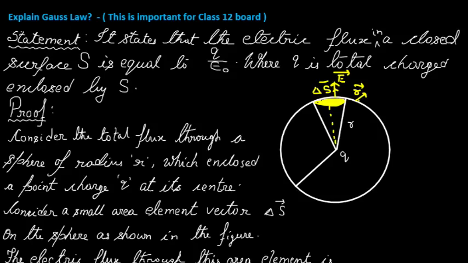Statement: it states that the electric flux through a closed surface S is equal to Q upon epsilon naught, where Q is the total charge enclosed by surface S. Proof: consider the total flux through a sphere of radius r which encloses a point charge q at its center. Consider a small area element, shown in the figure as yellow, with element vector delta S on the sphere as shown in the figure.